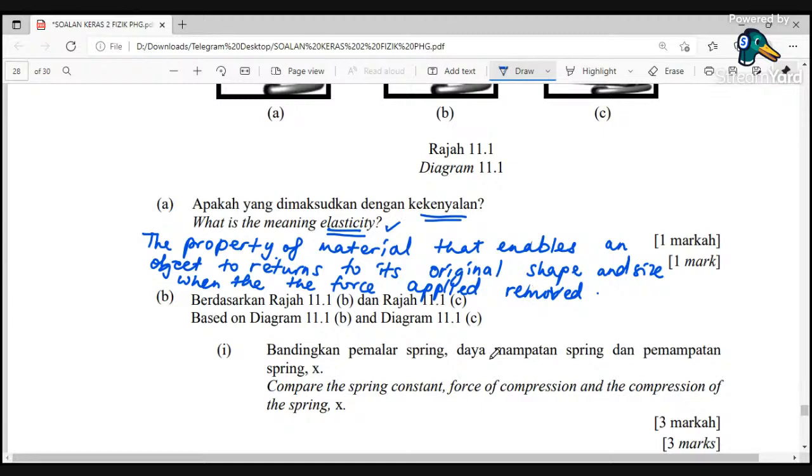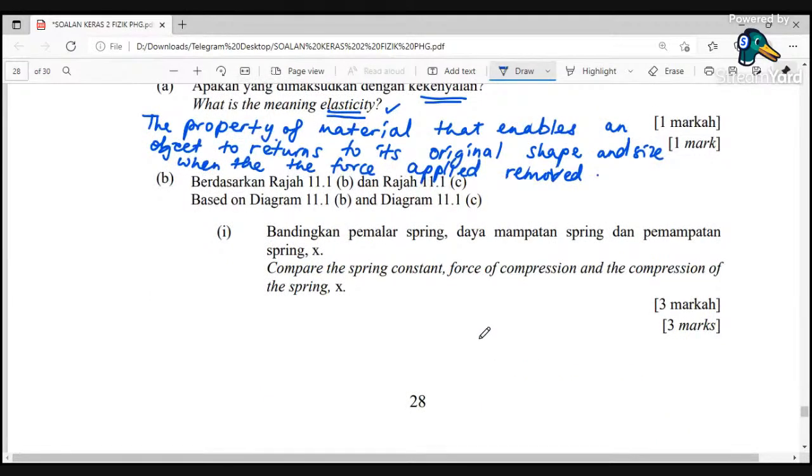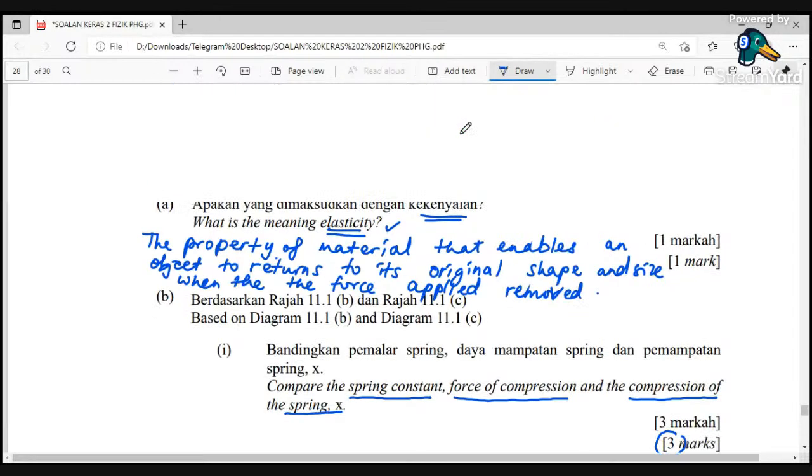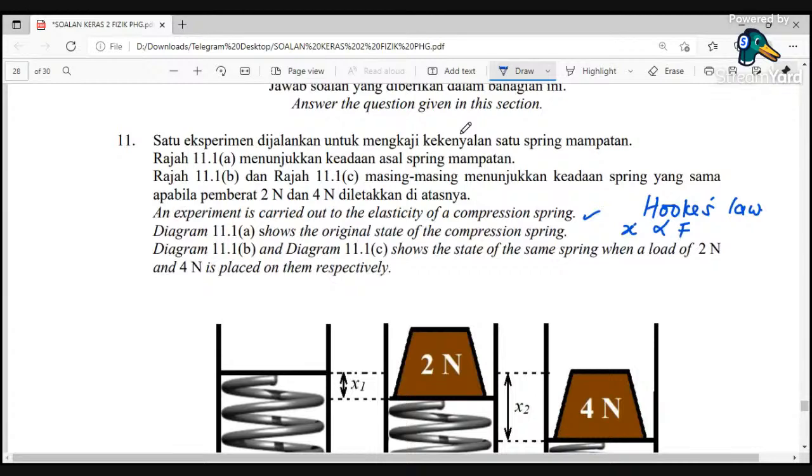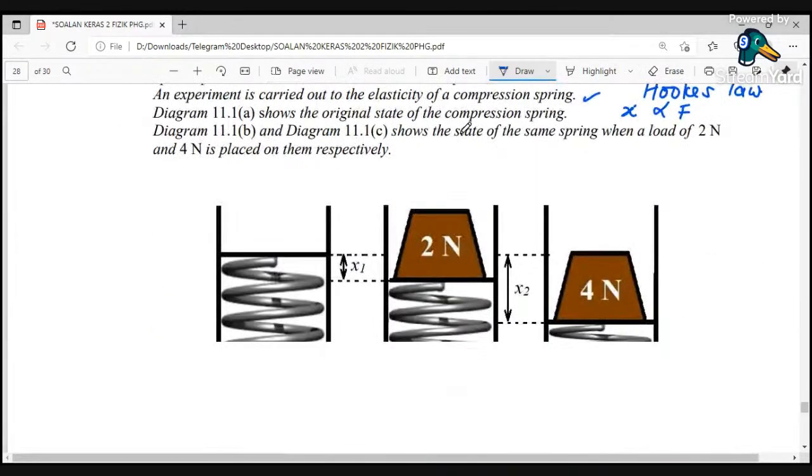Okay, B, compare spring constant. Okay, highlight dulu apa yang nak compare. Ni 3 markah mesti ada 3 point. Compare apa? Spring constant, force of compression, compression of spring X. 3 point di sini. Okay, spring constant. Okay, macam mana nak compare?